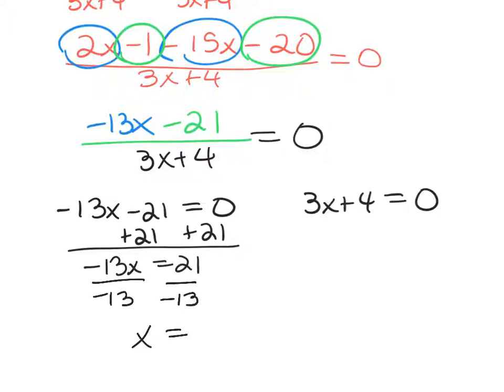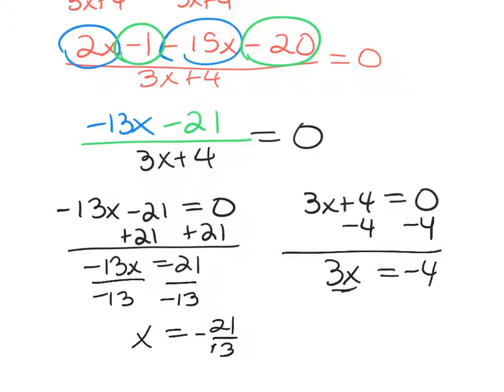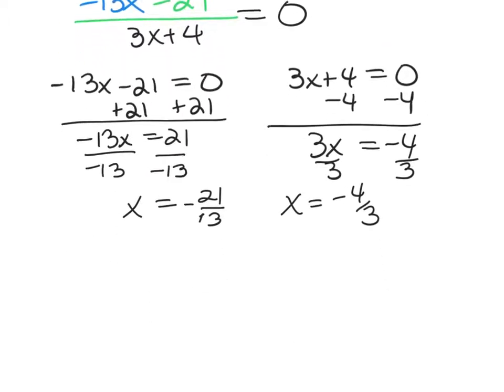And x is equal to -21 over 13. Subtract 4. Divide by 3. And x is equal to -4/3. Again, these are the numbers that will go on my number line to break up the intervals.